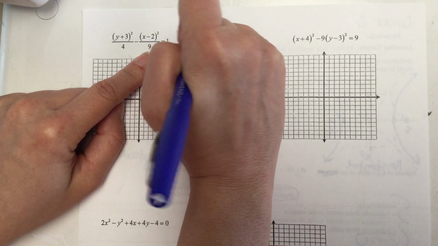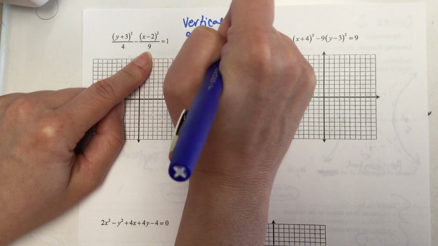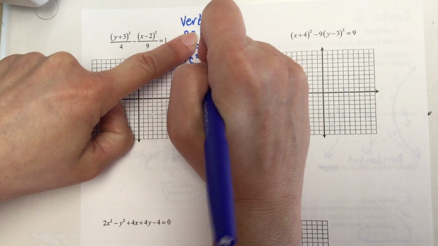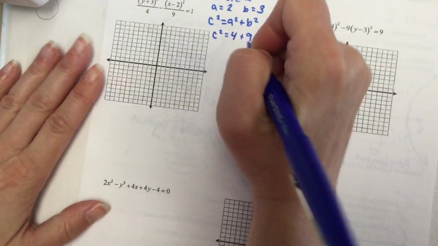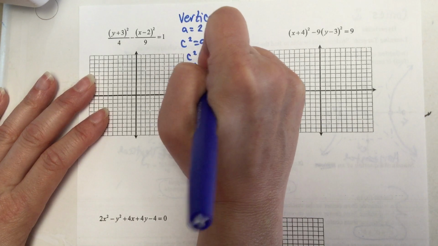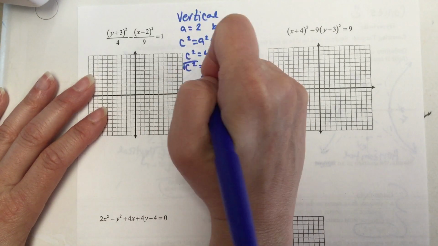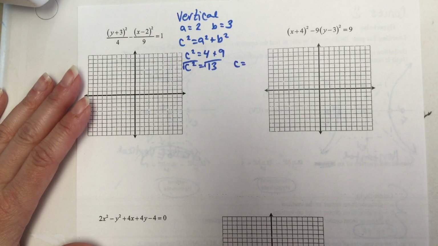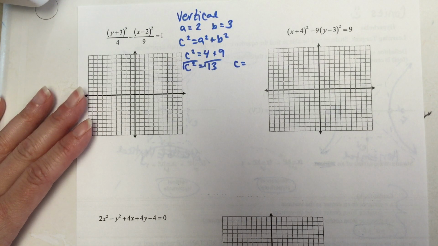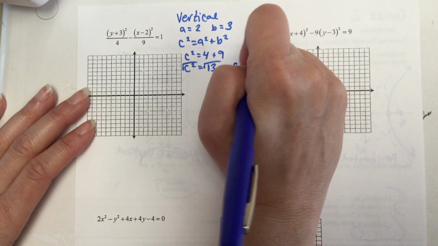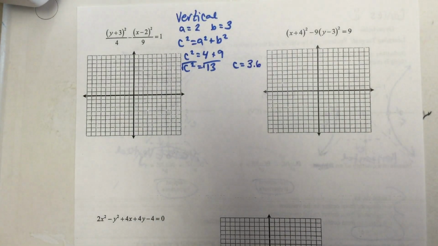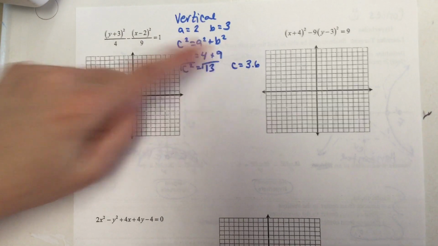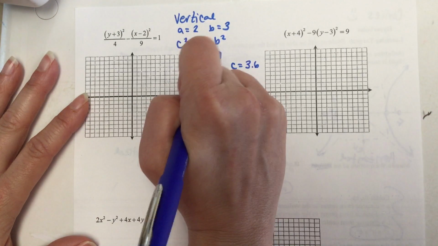That's a 3. C squared equals a squared plus b squared. So c squared equals a squared is 4, b squared is 9. So c squared equals 13, but I want to know c. So c, I have to go ahead and take the square root of 13, and if I were to round that to the 10th, I get 3.6. So it's kind of nice because right now I already know it's vertical. I know the a, the b, and the c. Now, let's go ahead and start this.